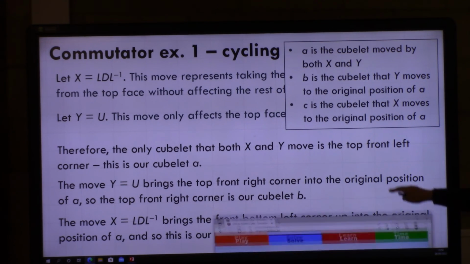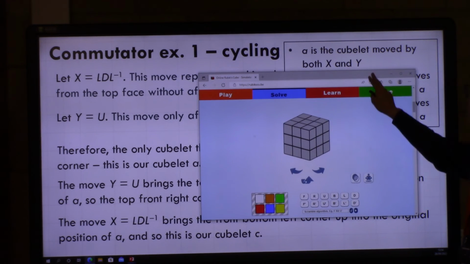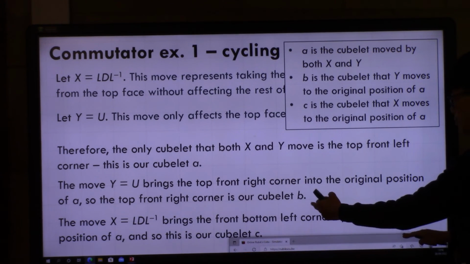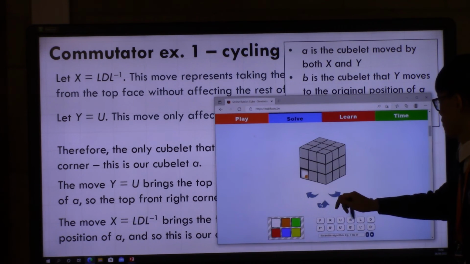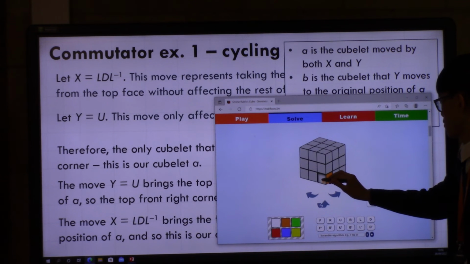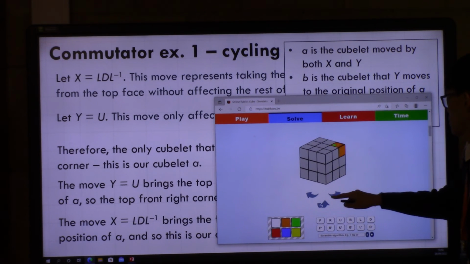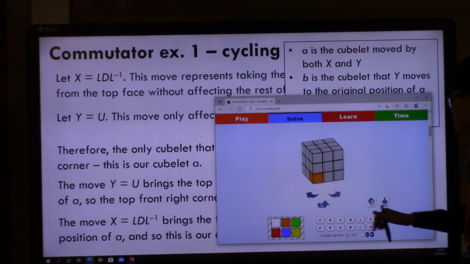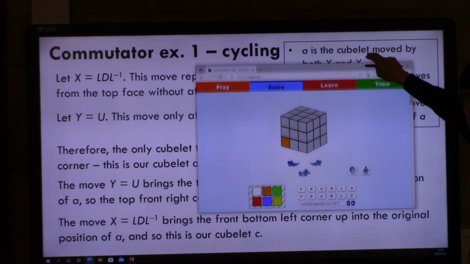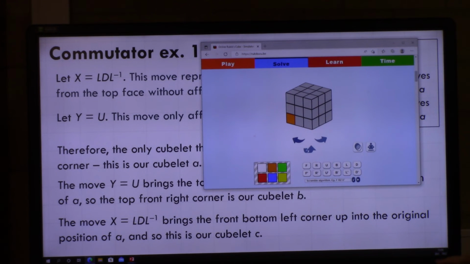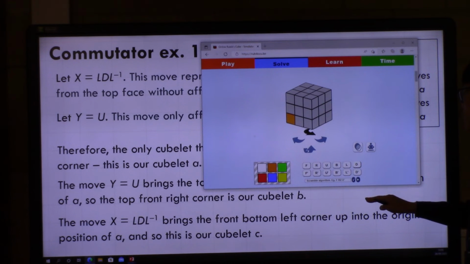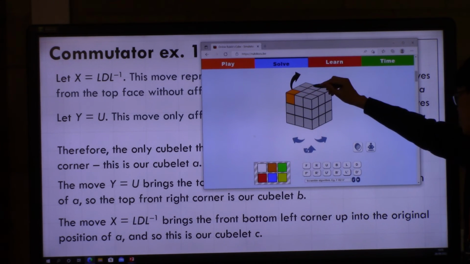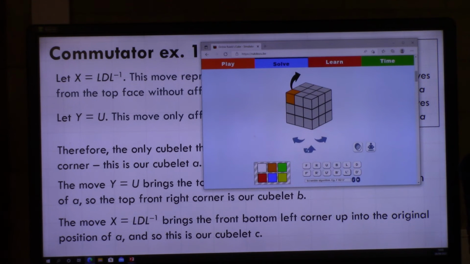And the move X, if we want to see that the front bottom left corner move up into top front left, if we colour that in, so that is our front bottom left corner, and if we follow the move X, so L, D, then L to the minus 1, we can see that does indeed move it up into the top front left, where A was before. So those are our cubelets A, B and C.